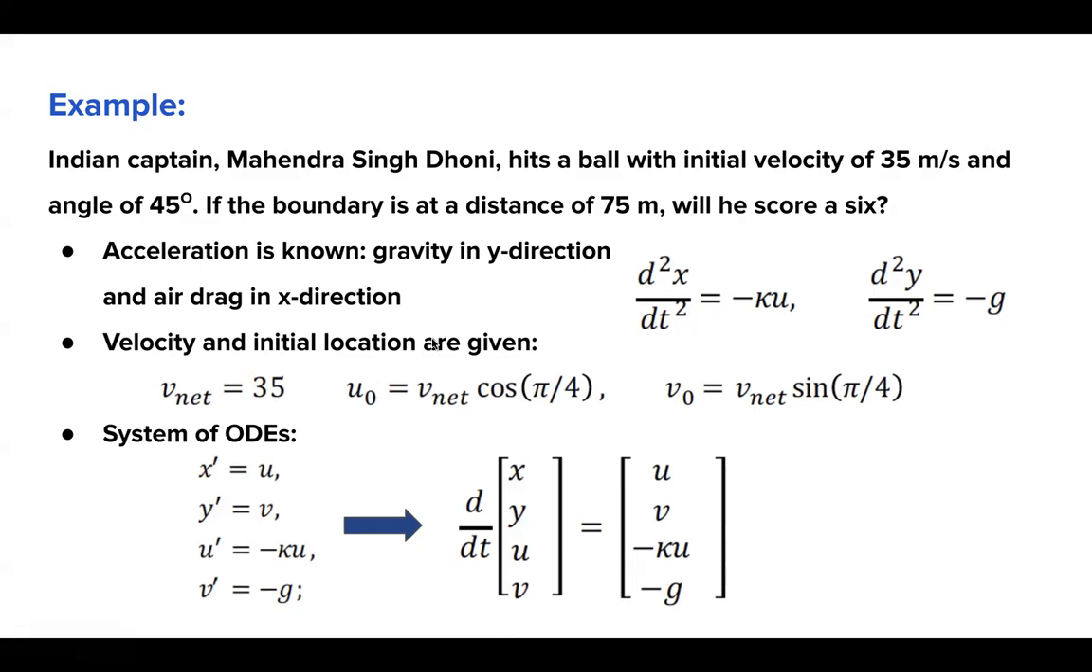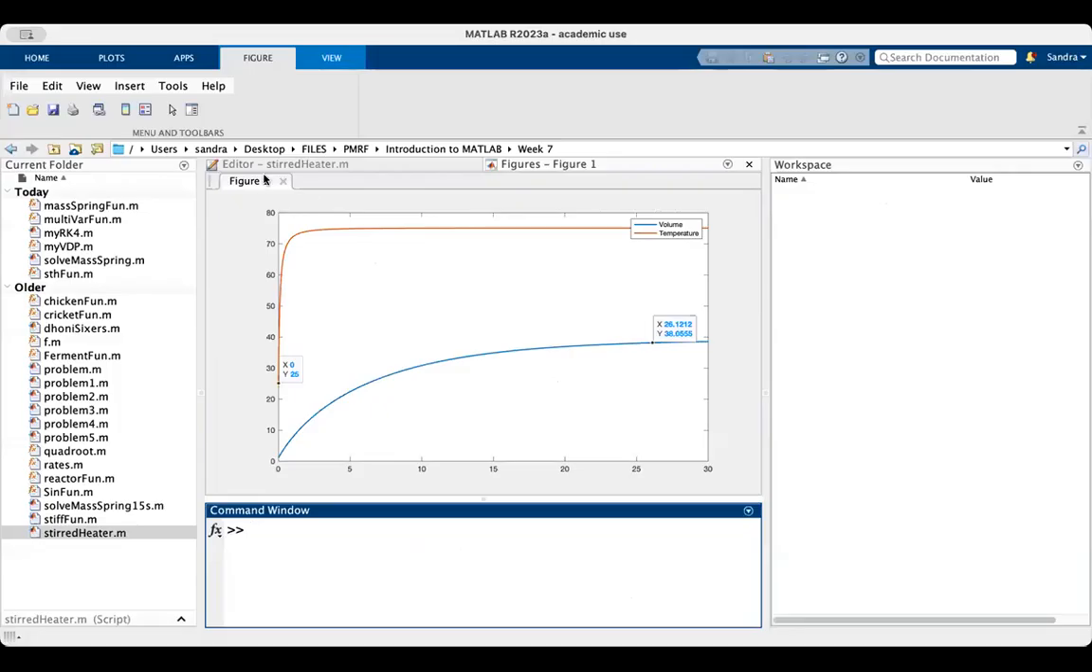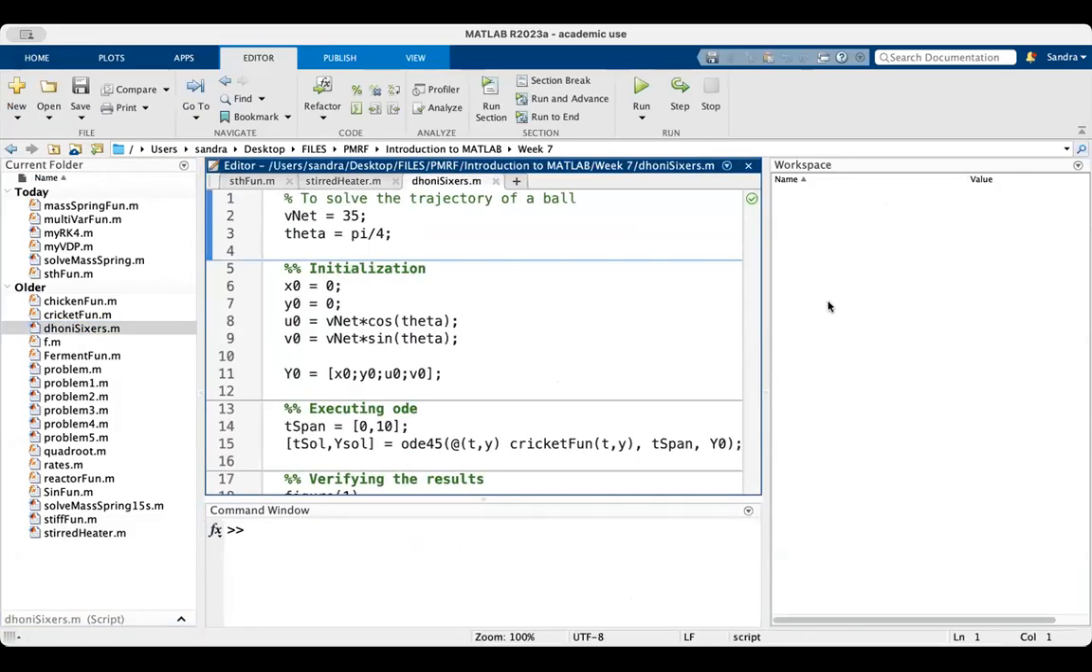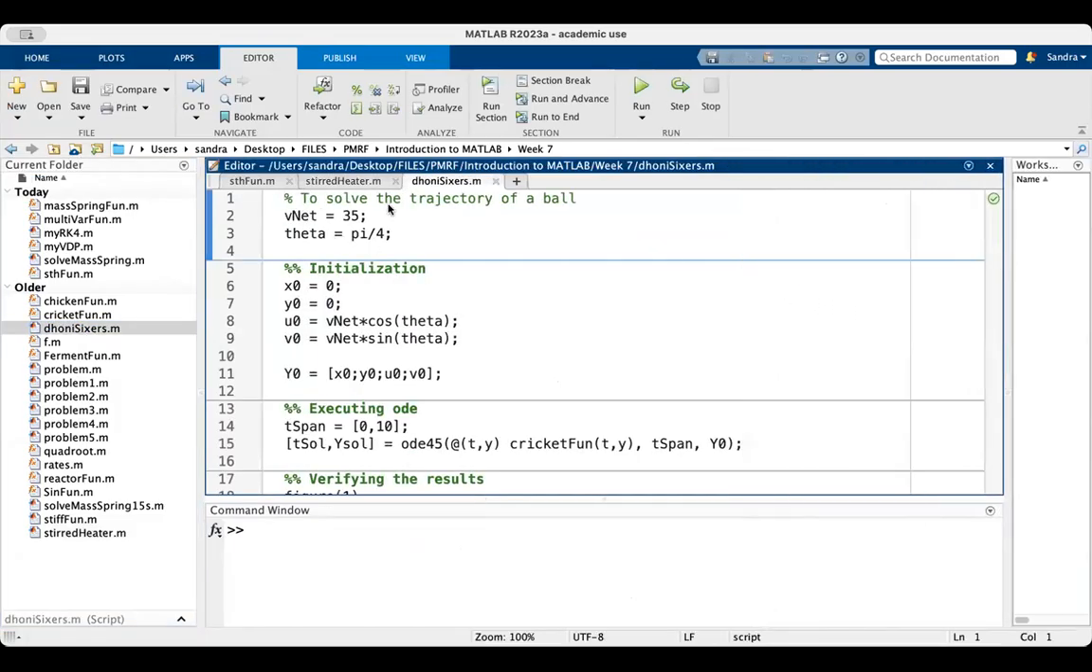So let's try to plot that. Okay, so this is the function we have. We have the initial velocity 35. My angle is 45 degrees, so that is pi by 4. My initial position is 0, and with respect to the y direction it is also 0. This is my velocity in the x direction, and this is my velocity in the y direction. And I create a vector of the initial values, x0, y0, u0, v0. It will be a column vector.